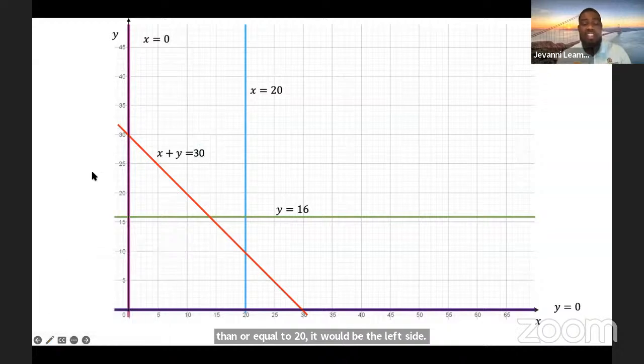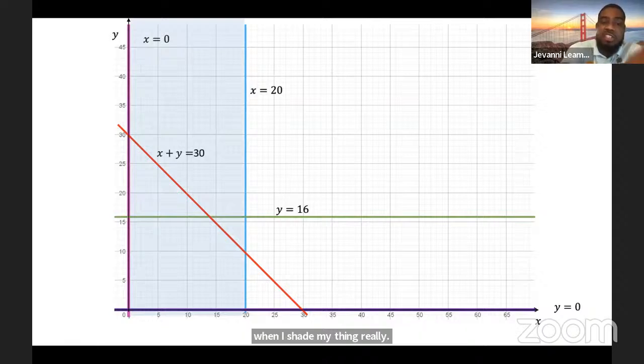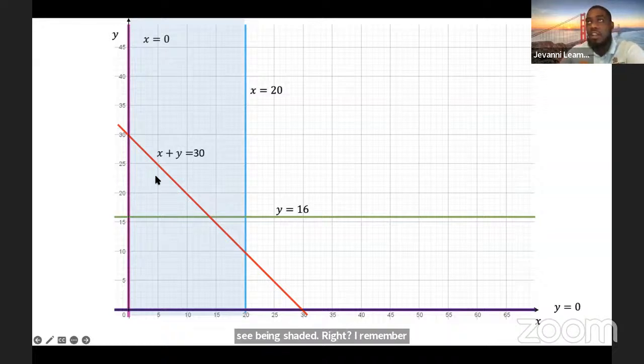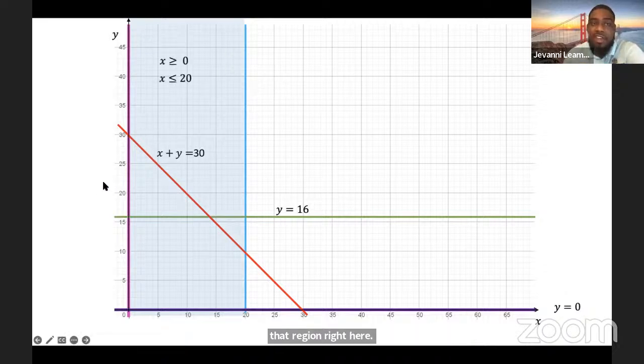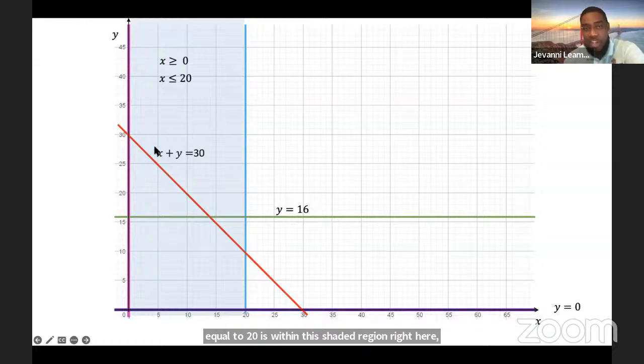When I shade, it would be represented by all of this section that you see being shaded, right? And remember, we can't have a negative number of kilograms of apples, right? So it's within that region right here. So x greater than or equal to 0 and x less than or equal to 20 is within this shaded region right here, which should be light blue or something of that nature. I'm not sure what the color is, but it should be this aspect, right? Is everybody understanding that so far?